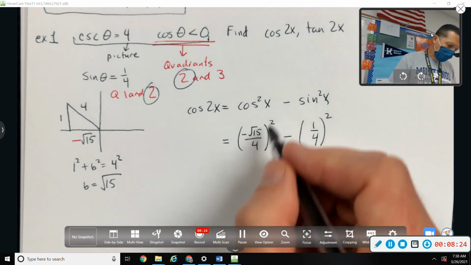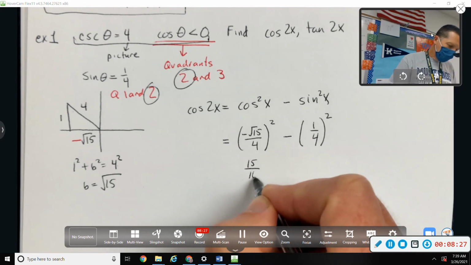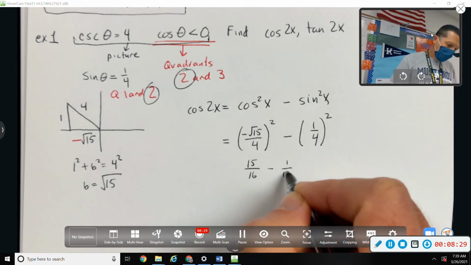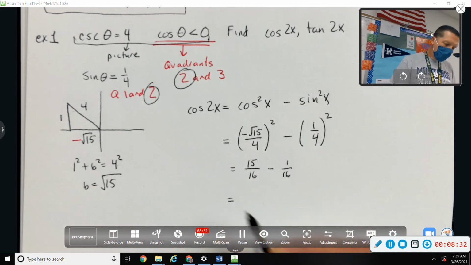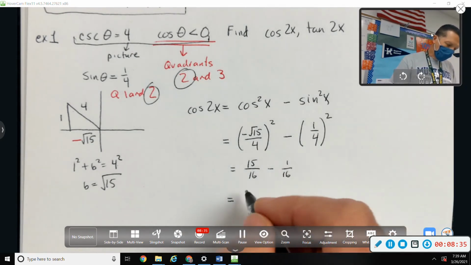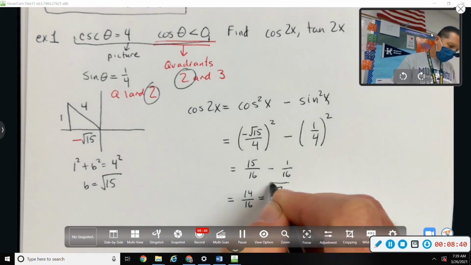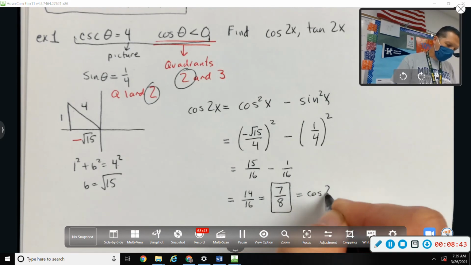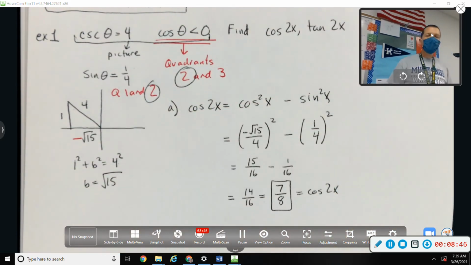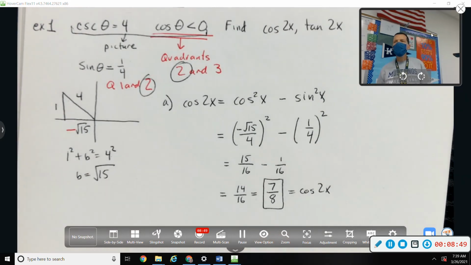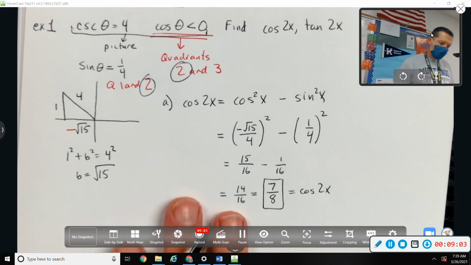So the square root of 15 squared would be 15. 4 squared is 16. Minus 1/16. 15 minus 1 would be 14/16, which would be 7/8. Is the cosine of 2x. This is pretty similar to what we've done all week. It's just a different formula to apply. But it's the same stuff. Like draw the picture, apply the formula, plug the stuff in, and be careful. Use the calculator if you want to.